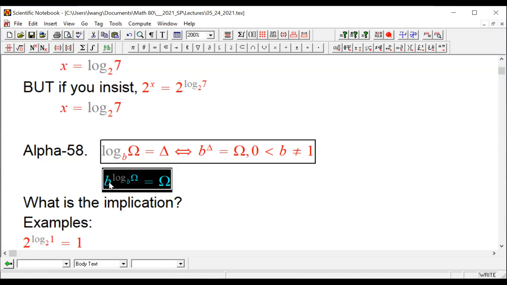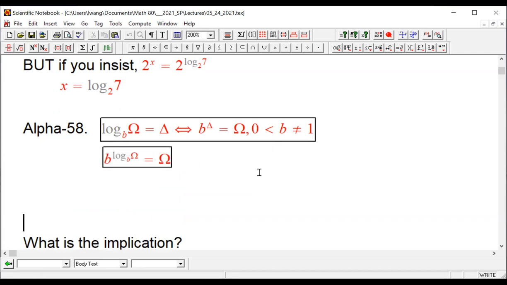Now take a second look at this expression. Remember, omega needs to be positive, but unspecified. So omega can be any positive number. This means that any positive number can be expressed in exponential form with any base larger than 0, not equal to 1. Okay, so let me write that down.